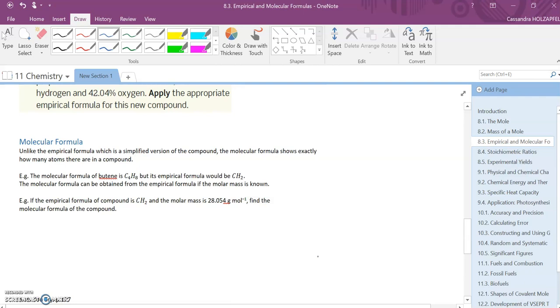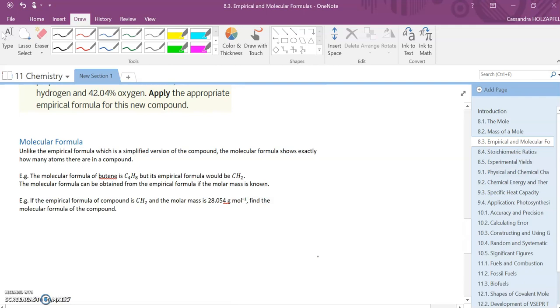All right, so the last thing that we're going to do is find the molecular formula. To do that, we're going to be taking the empirical formula, but we also need to know the overall molar mass of that particular substance. So for example, if the empirical formula of a compound is CH2 and the molar mass is 28.054 grams per mole, find the molecular formula of this compound.